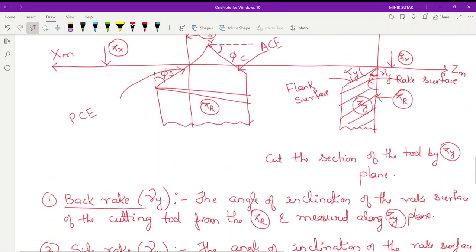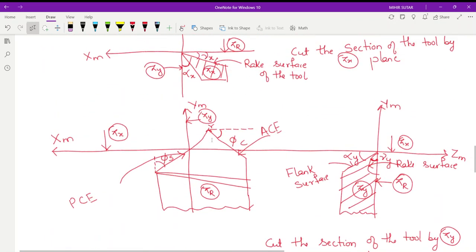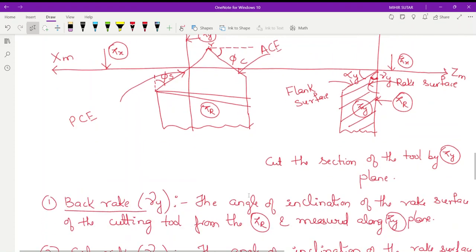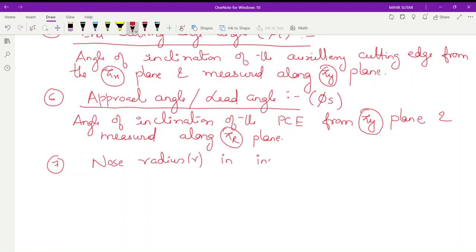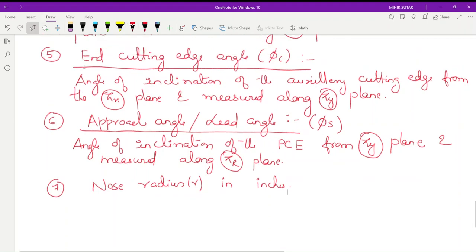Let's see the approach angle. This is your approach angle. This is the principal cutting edge. So it is the angle of inclination of the principal cutting edge from the pi y plane and measured along pi r plane. So these are all the terms. And seventh is the nose radius. Nose radius is in inches. In ASA, we used to adopt inches. So these are the nomenclature.